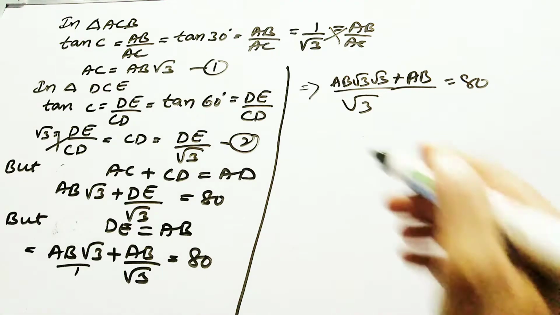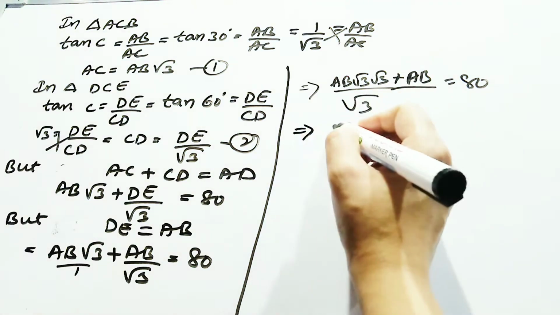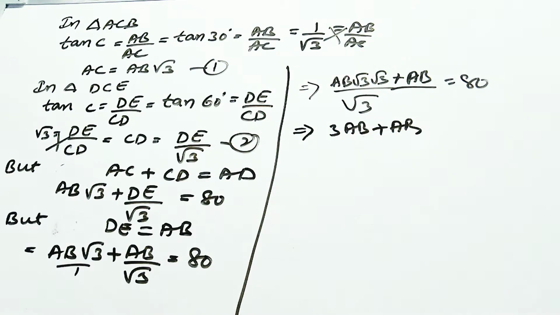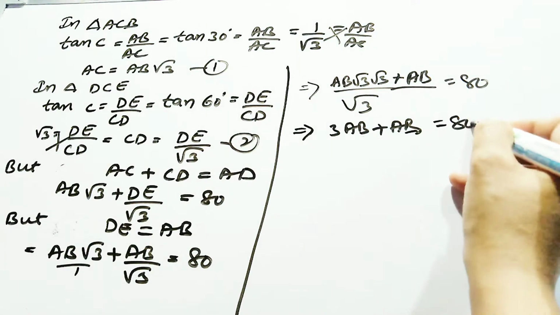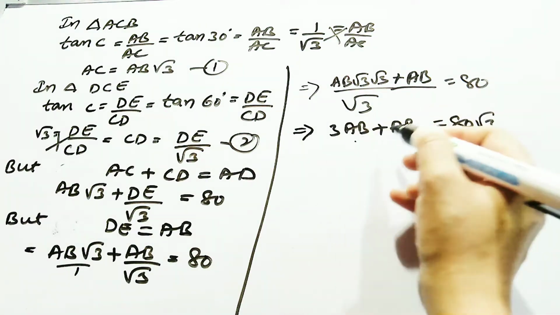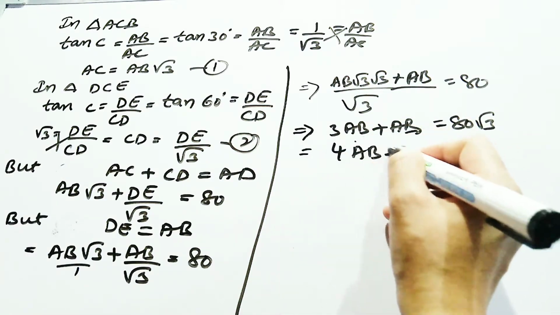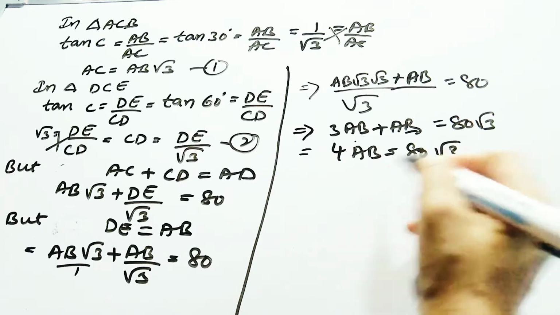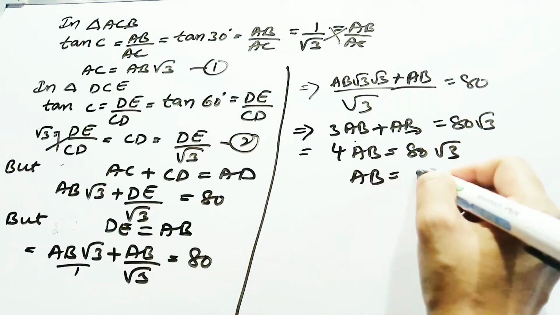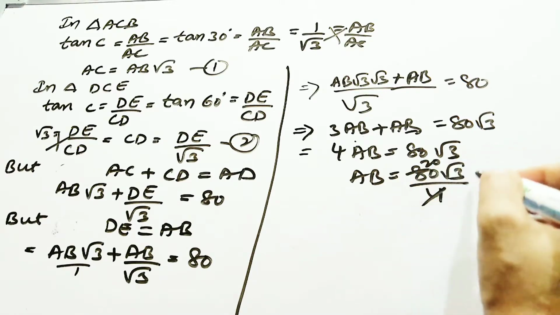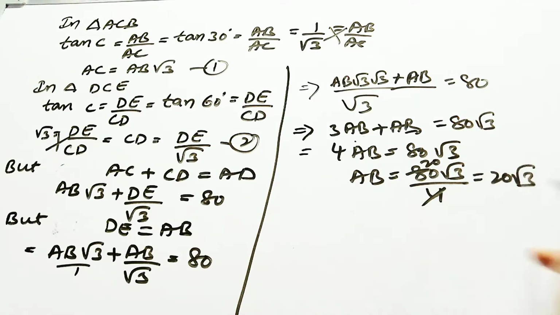So what will you get? Root 3 into root 3, what will you get? 3AB plus AB equal to 80 root 3. 3AB plus 1AB is equal to 4AB equal to 80 root 3. Okay, AB is equal to 80 root 3 by 4. 4 into 20 is 80, so 20 root 3. So what is your AB value?